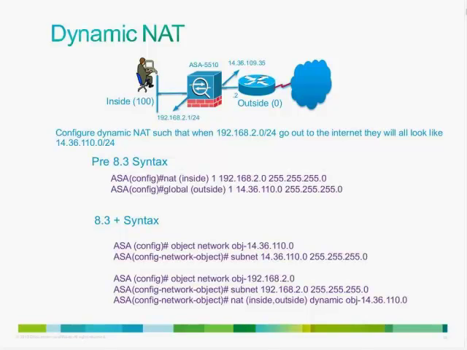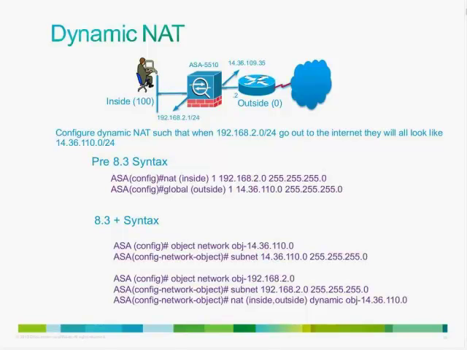in the pre-8.3 syntax, we have to configure the NAT inside 1 with the NAT ID 1 and configure your whole subnet, whoever lives on the inside. In this case, it's 192.168.2.0 with a /24 mask. And now, everybody on the inside will take one IP address from the translated pool address. So this is dynamic NAT. So my outside global line contains 14.36.1.10.0, which is also a /24 network.